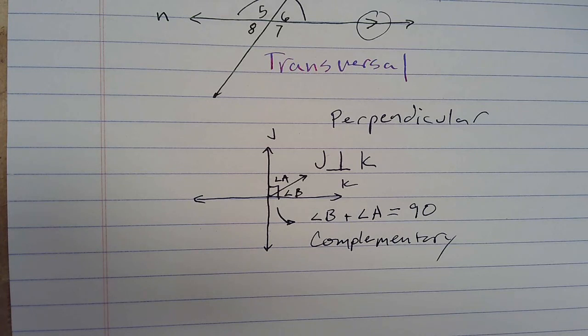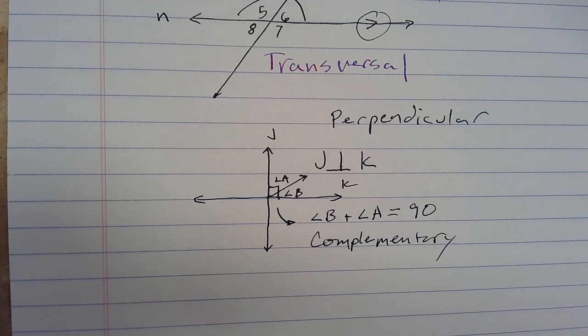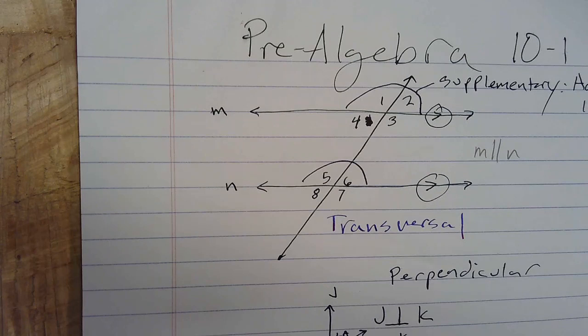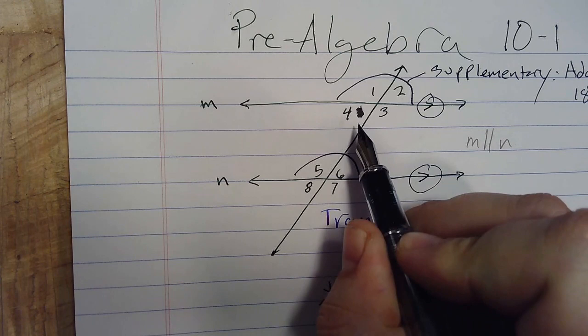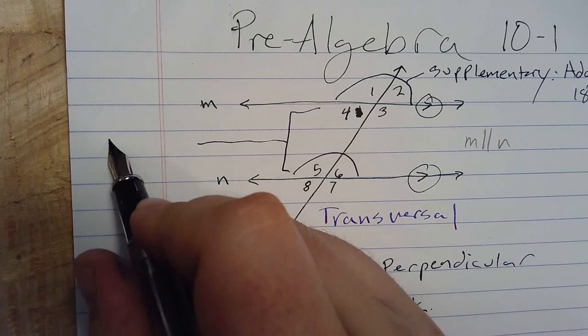Now, as we look at this then, what else can we understand from this diagram? So if we go back, there's a lot of vocabulary here and there's some really fun relationships. So if we go to the top here, I'm going to go ahead and highlight a couple things for you. So interior angles are 3, 4, 5, and 6. So all of these angles here are called interior angles.